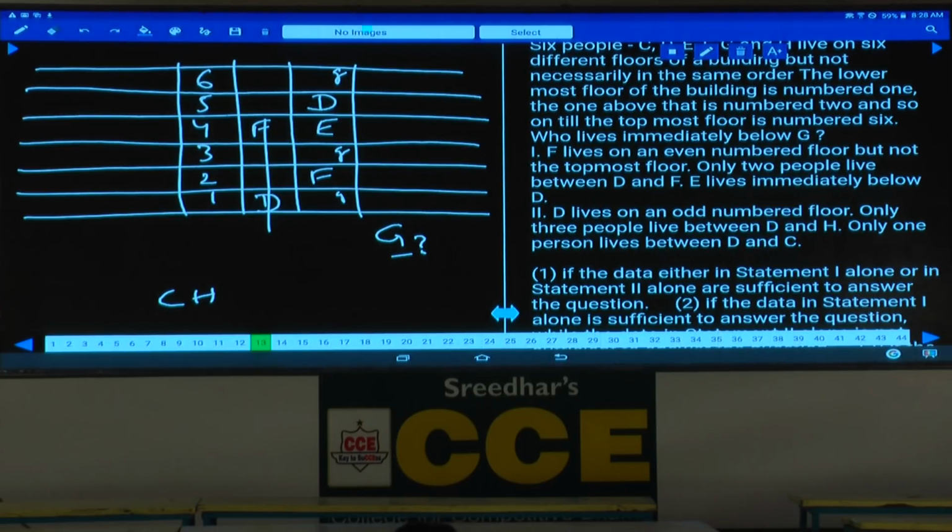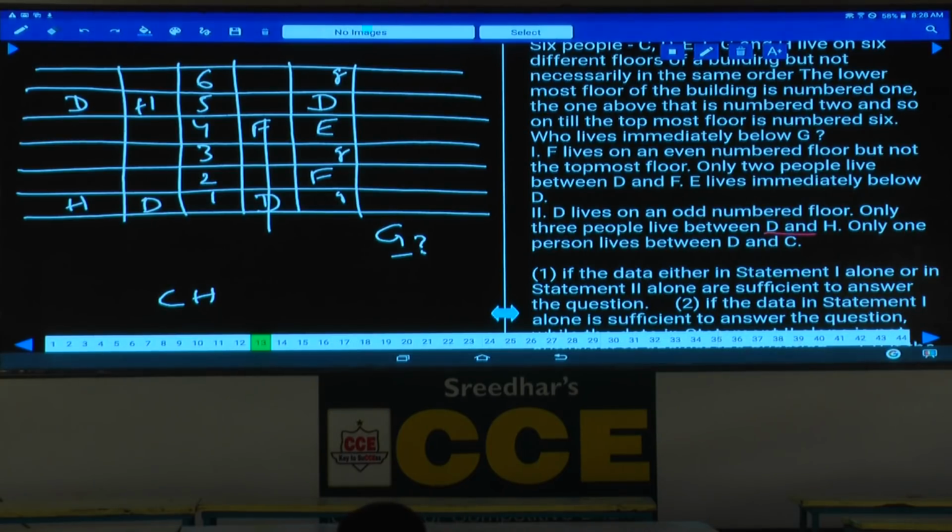Then coming to the second one, D lives on an odd number floor. As D lives on an odd number floor, D can be either 1, 3 or 5. Only 3 people between D and H. If D is here, 1, 2, 3, between D and H there are exactly 3 persons. Can D be on the 3rd floor? No. If D is on the 3rd floor, 3 persons between D and H is not possible. Then D and H can be on the 1st floor and the 5th floor in any order.